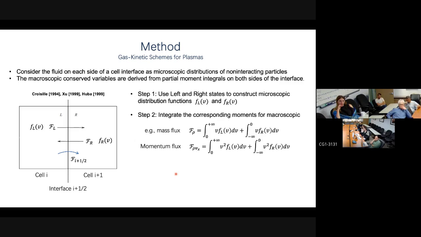Flux right represents the particles going from the right to the left. So the particles are hitting the right interface, and we integrate the zeroth moment integral of the right state distribution function from 0 to negative infinity. And then after we calculate the flux, we update the macroscopic variables with the finite volume framework.